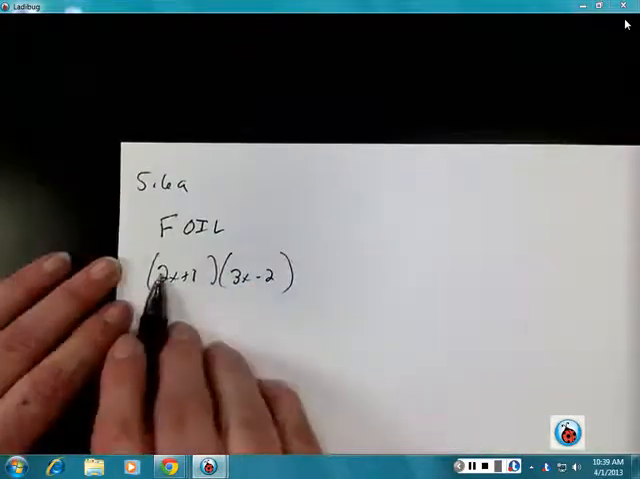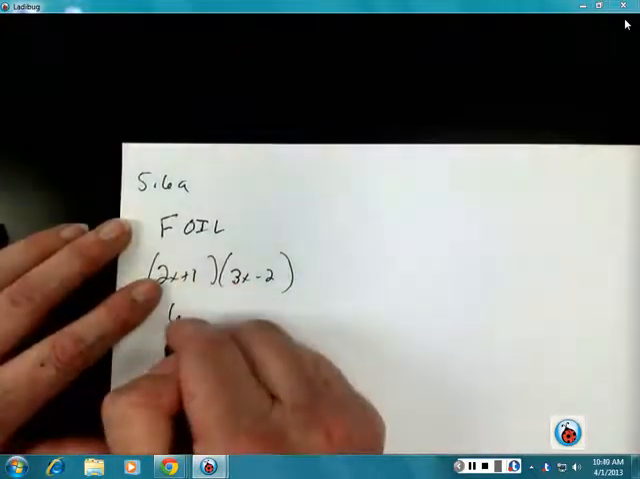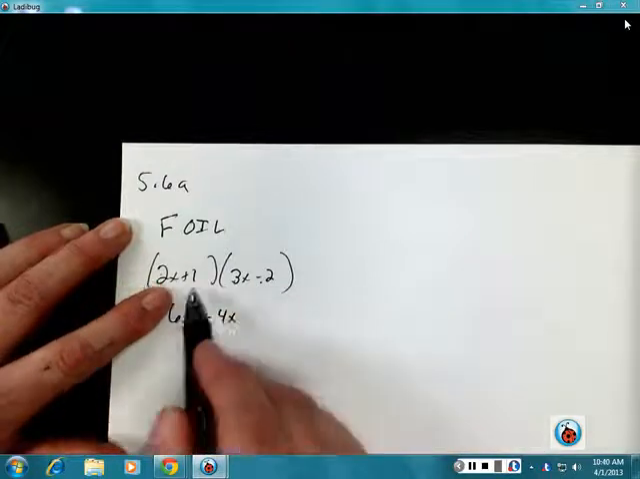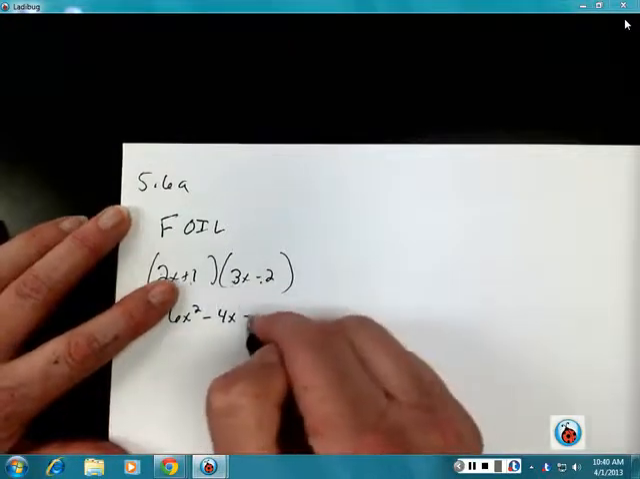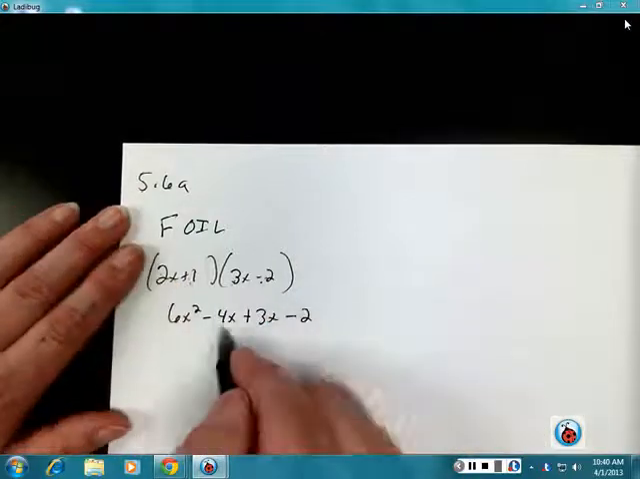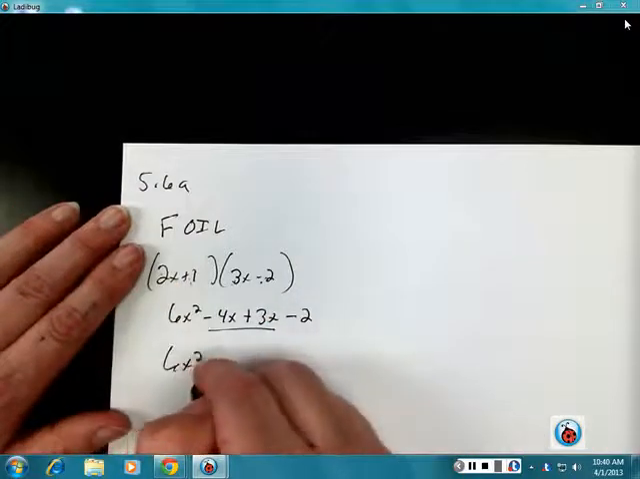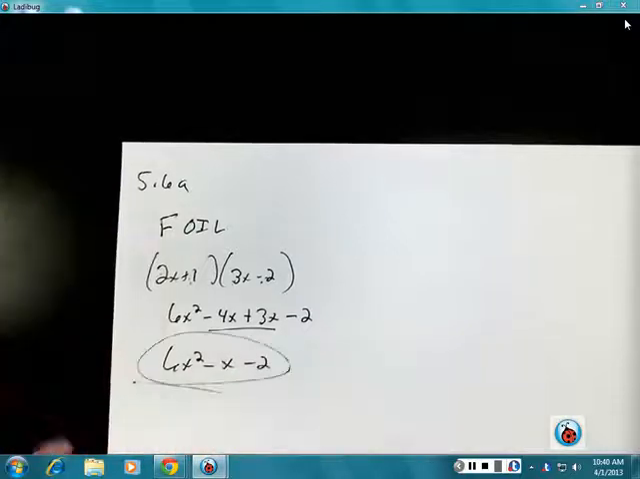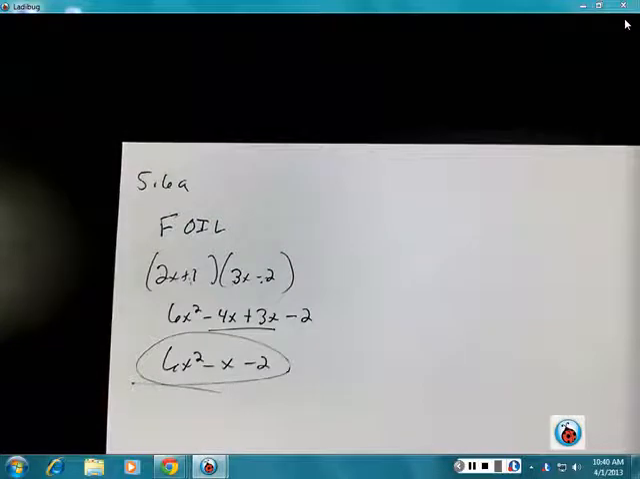And again, that was where you had a binomial and you just multiplied 2 times 3x is 6x squared. 2 times a negative 2 is a negative 4x. 1 times 3 is a positive 3x. And 1 times a negative 2 is a negative 2. And we just put our middle pieces together. And we got our answer. Okay? And so that whole section in 5.6a is all foiling.